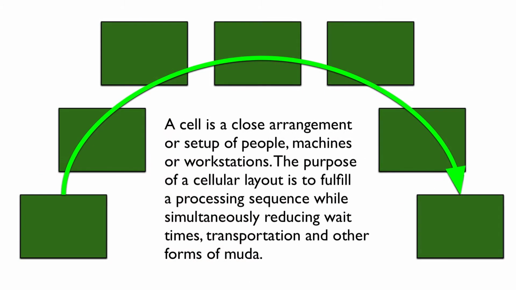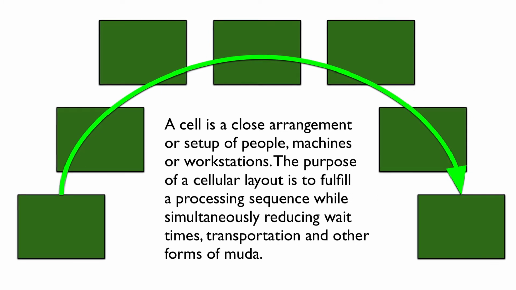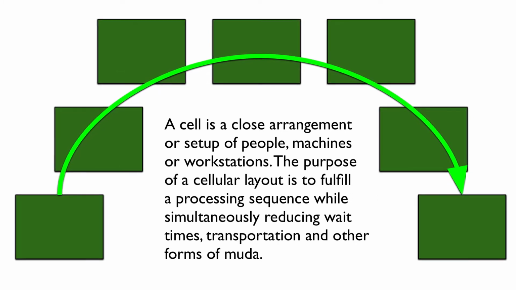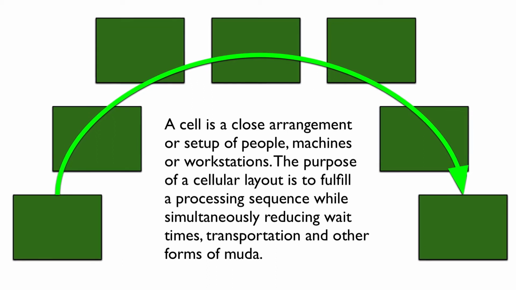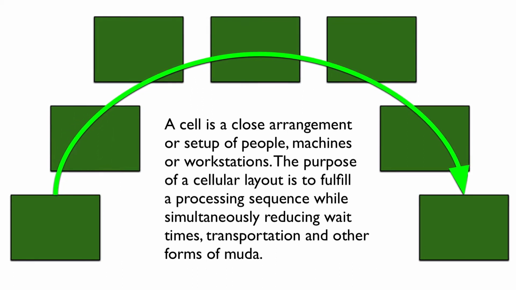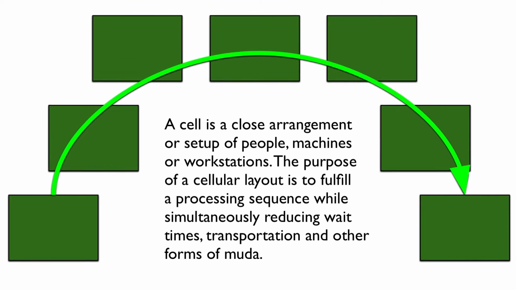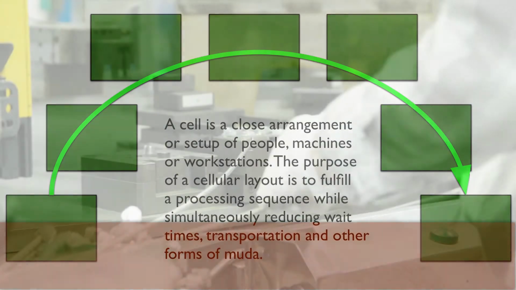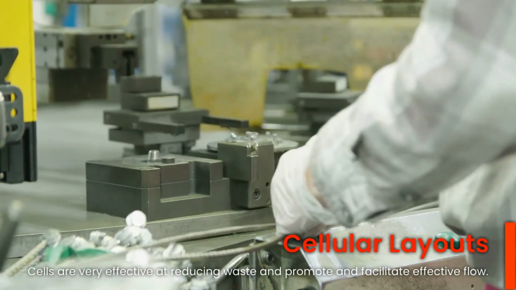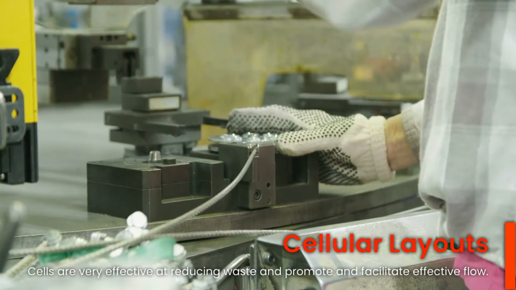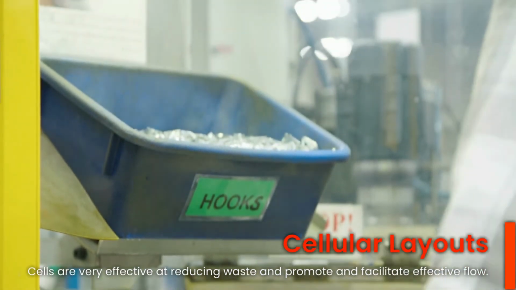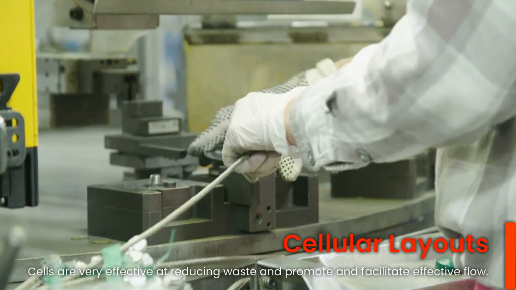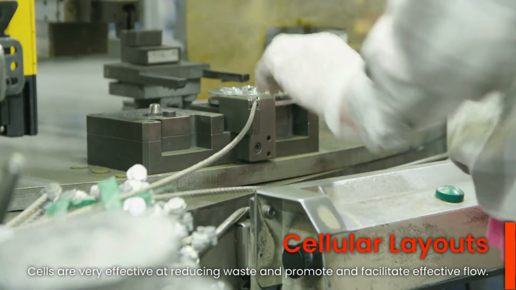A cell is a close arrangement or setup of people, machines, or workstations. The purpose of a cellular layout is to fulfill a processing sequence while simultaneously reducing wait times, transportation, and other forms of muda. In addition to removing various forms of waste, cells are very effective and promote and facilitate effective flow lines. Cells can be in many different shapes and attempt to spread work evenly amongst the resources. You now know what a cellular layout is and why so many people use cells to reduce waste.